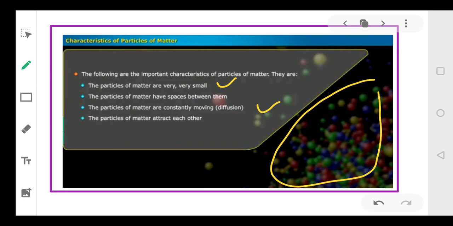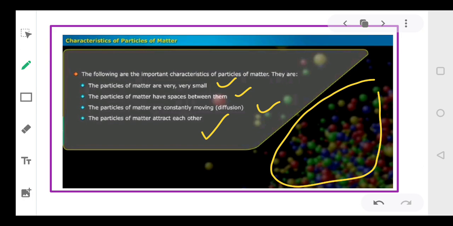And the particles of matter have space between them. Right, everyone? Particles of matter have space between them. Then particles of matter are continuously moving. Right? Particles of matter are continuously moving. Clear? And the particles of matter attract each other.